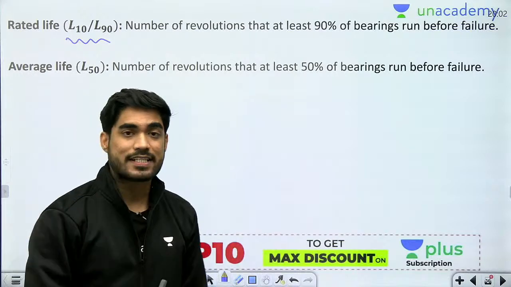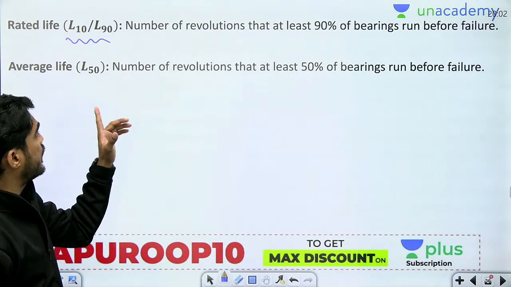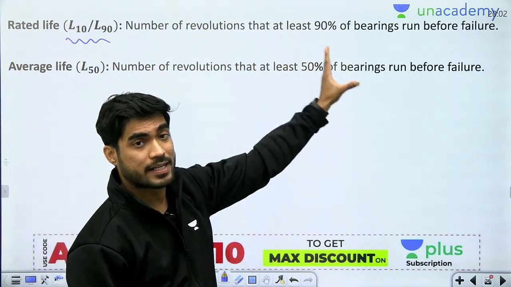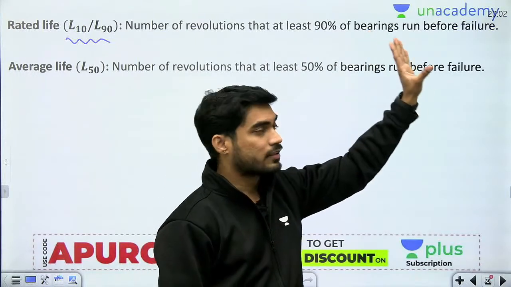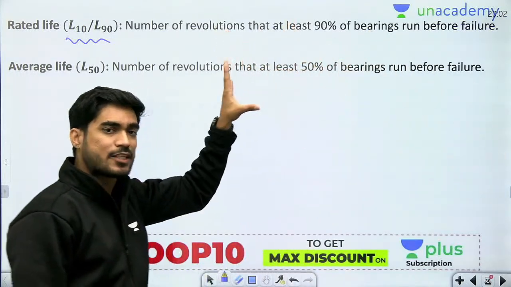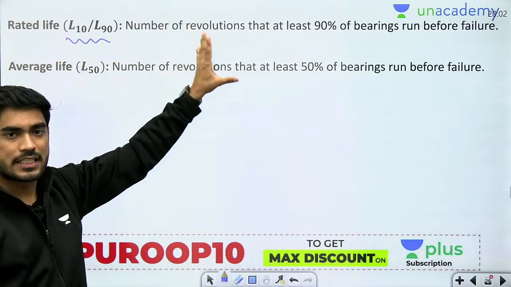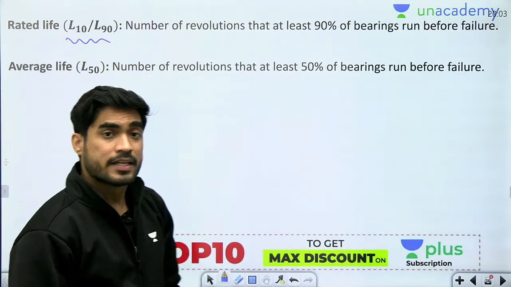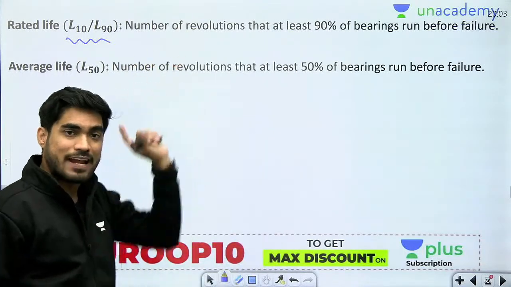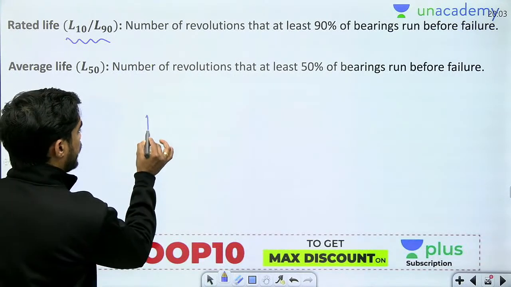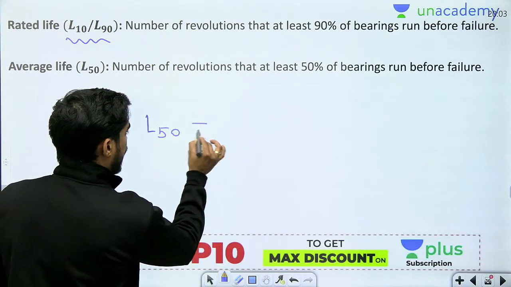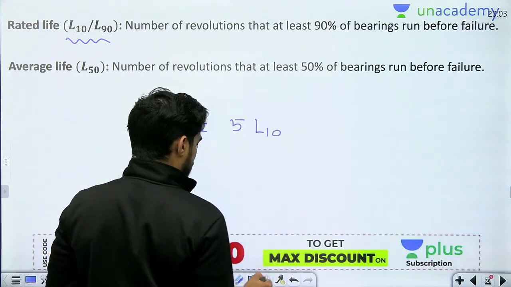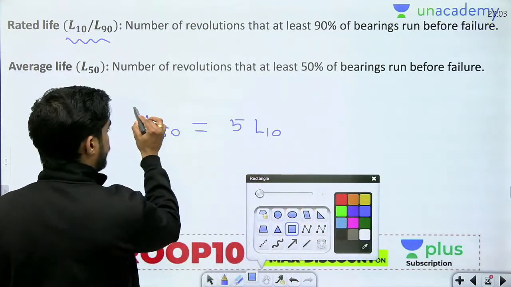What do we mean by average life? Average life means the number of revolutions that at least 50% of bearings will run before failure. That means at least 50% of bearings will achieve this much life. So rated life, average life. Now there is an approximate relation between average life and rated life, given by L50 is 5 times L10.